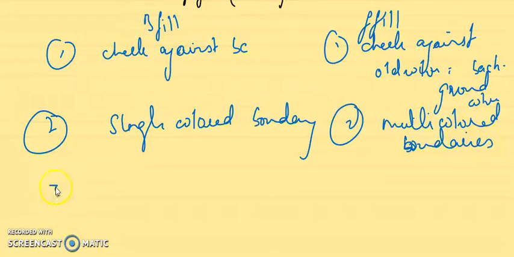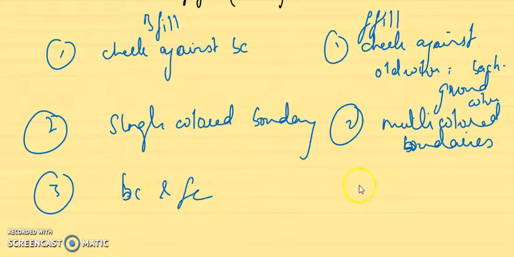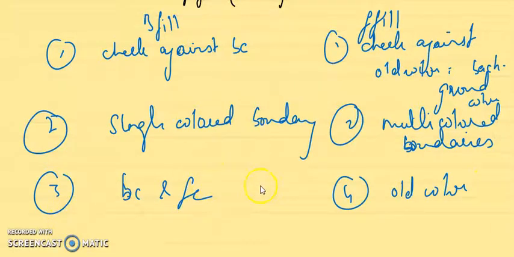The processing time required for B fill would be more because it is going to check against two colors, one is BC and one is FC. And out here I'm going to check only against my old color. So these are a few advantages, a few differentiations between B fill and F fill.